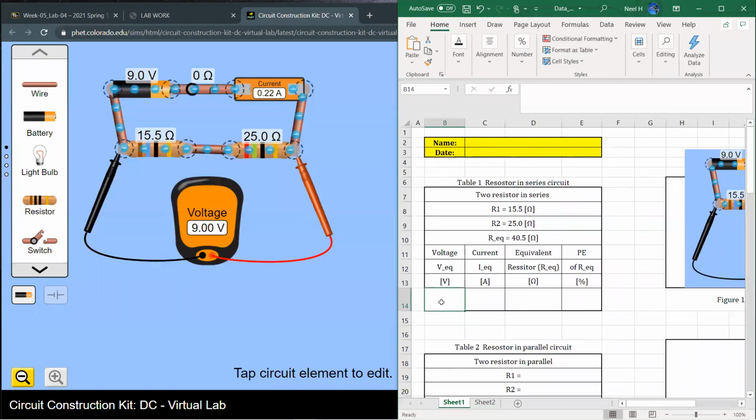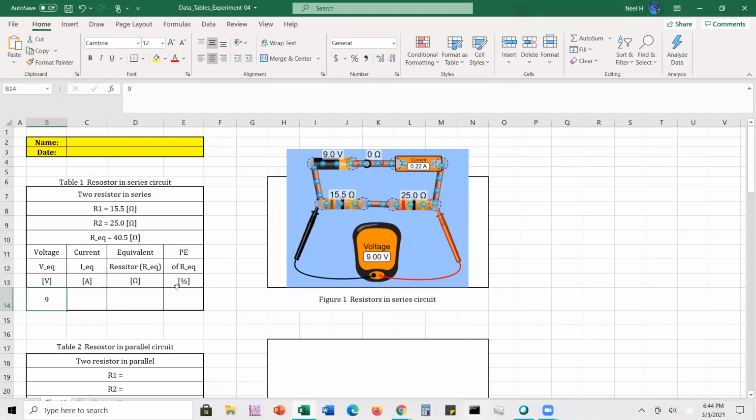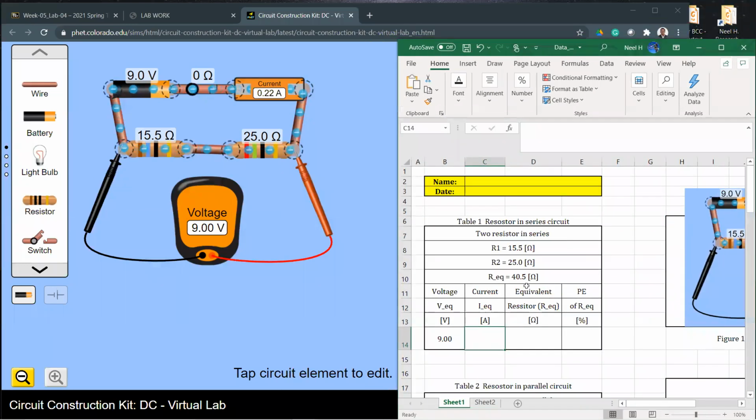Voltage across both resistors is 9 volt. And if you see two decimal places in your instrument, you should record that. Okay. So which means I have to increase the number of decimal places in this cell. I can do that by using the number area right here on the top, home menu, and by using the left arrow. Okay, so we need two decimals for that. Current is 0.22. That's two decimal places again.